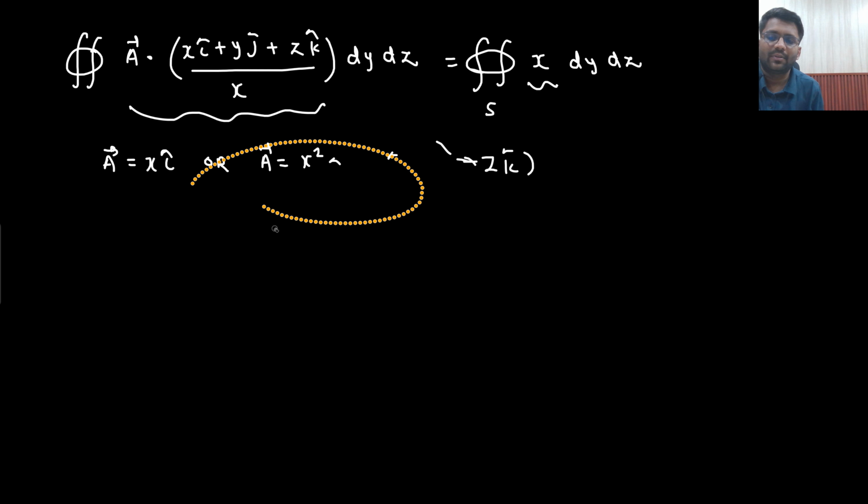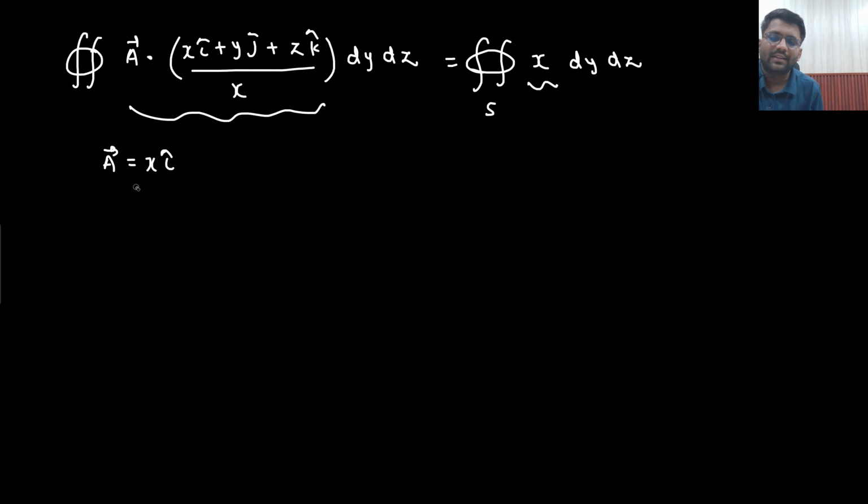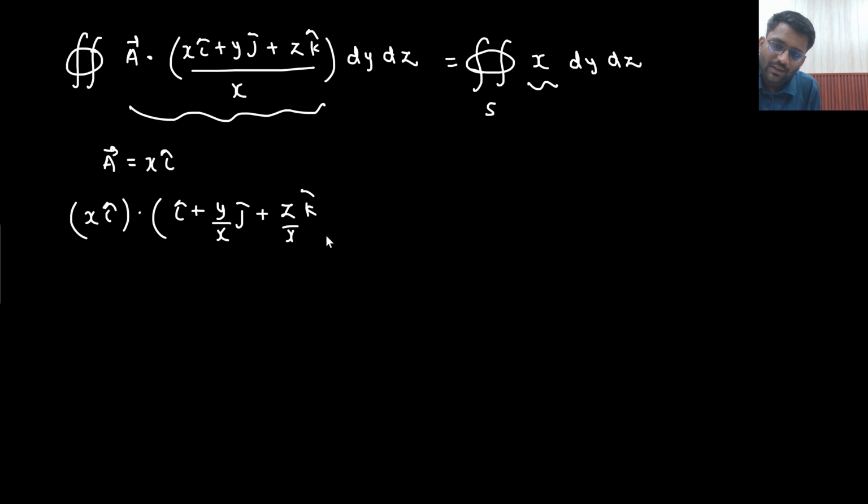So let's take this example only. If I take a as x i cap, then x i cap will be dot product with 1 plus y by x j cap plus z by x k cap, dy dz. What will you be getting? i cap dot j cap will be 0, i cap dot k cap will be 0, i cap dot i cap will be 1. So from here you are getting x dy dz. So yes, this is the vector a you can take.